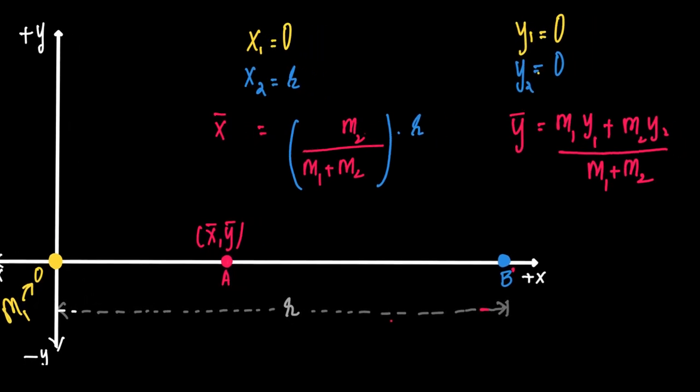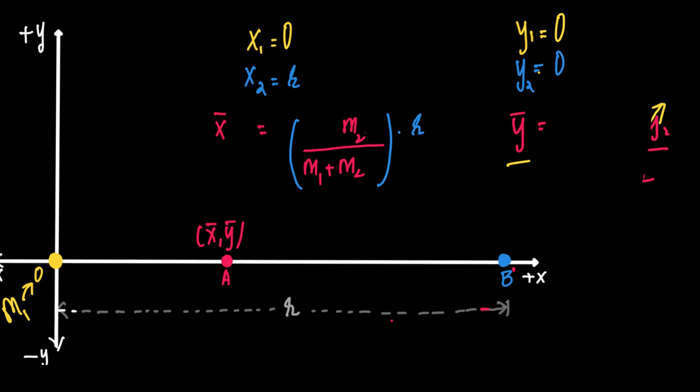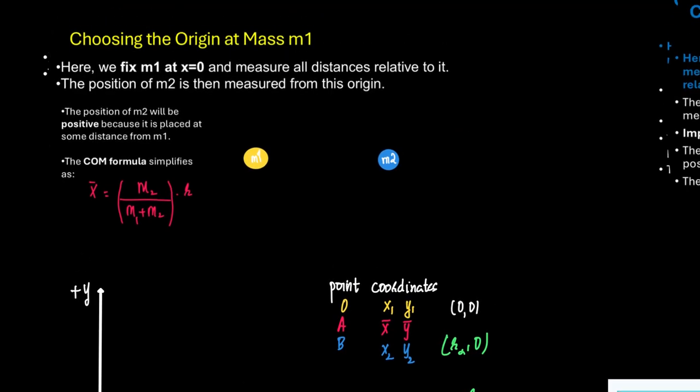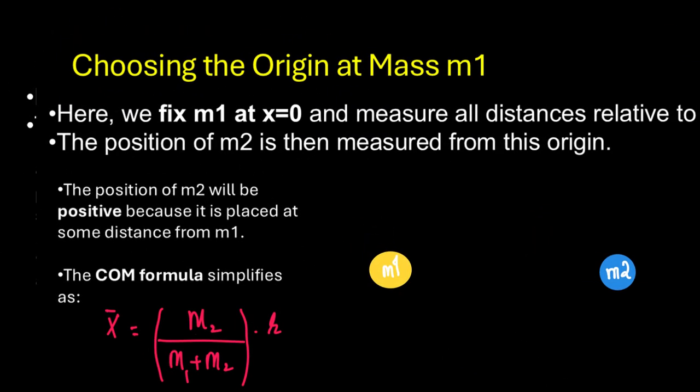But then what is the y coordinate here? Since y1 is equal to 0, m1 y1 is 0. Similarly, m2 y2 is 0, which means this complete fraction becomes 0, or y bar is equal to 0, right? So therefore the coordinates x bar, y bar are m2 divided by m1 plus m2, into r, and 0. Therefore, we can say when m1 is the origin, x bar is equal to m2 divided by m2 plus m1, into r.